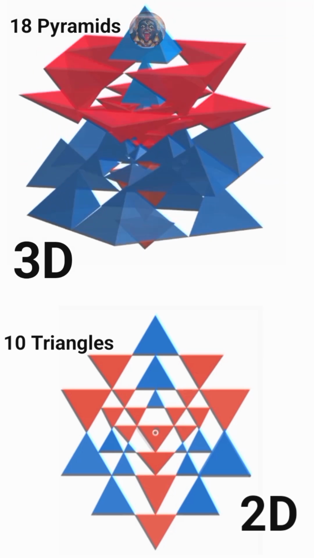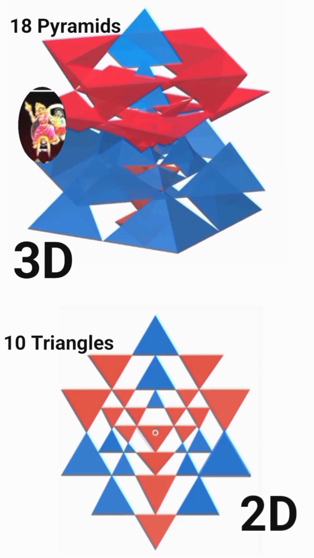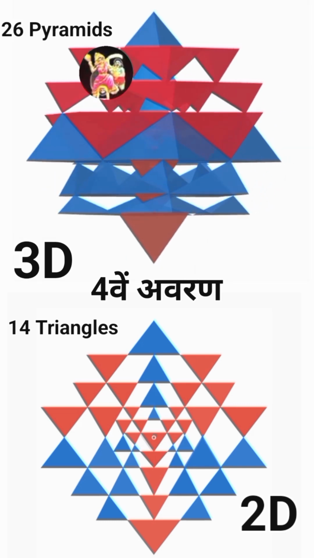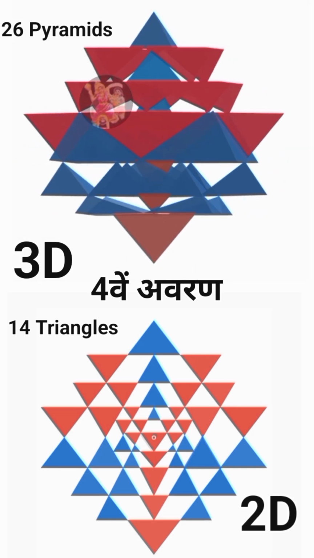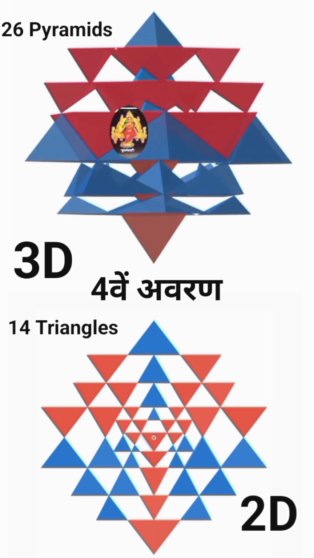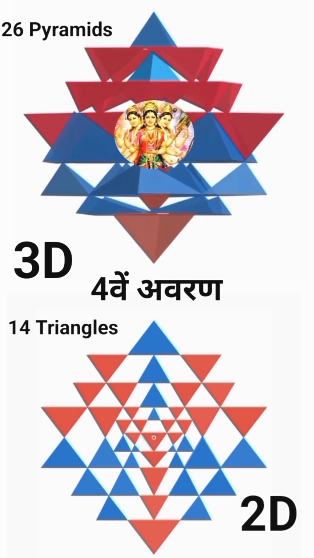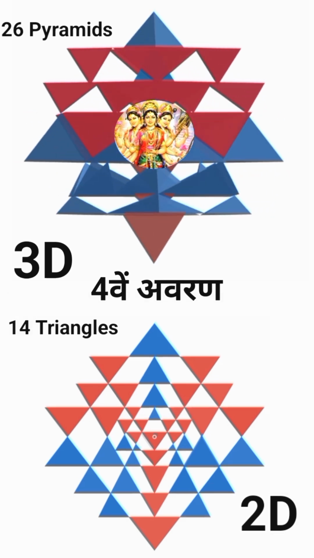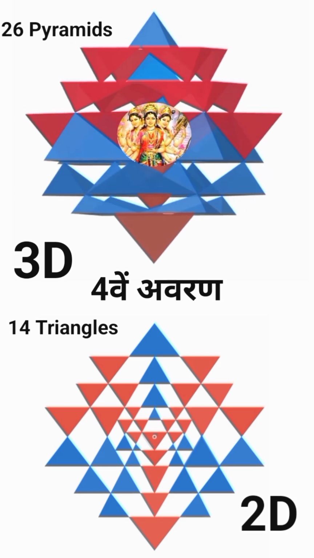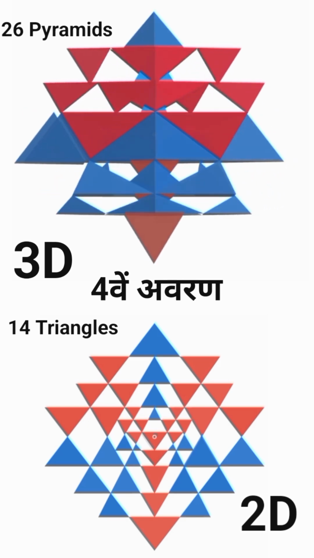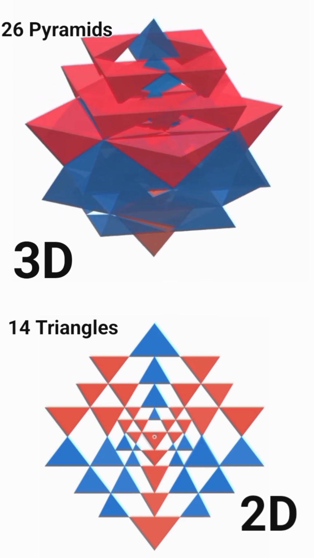The next avarana is the fourth avarana. This has 14 triangles in 2 dimensions and 26 pyramids in 3 dimensions. The deities are entering the pyramids and continuously energizing the Sri Yantra. The ninth, 8th, 7th, 6th, 5th and 4th avaranas make that beautifully standing central part, the central potential structure. In 3-dimensional pyramid form, they have 81 independent pyramids.